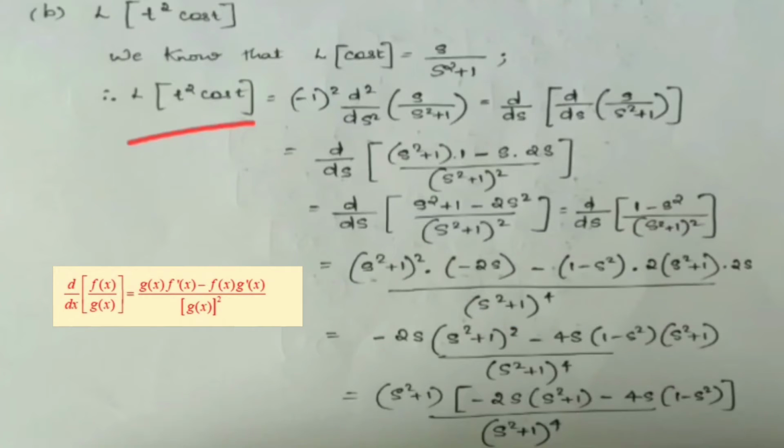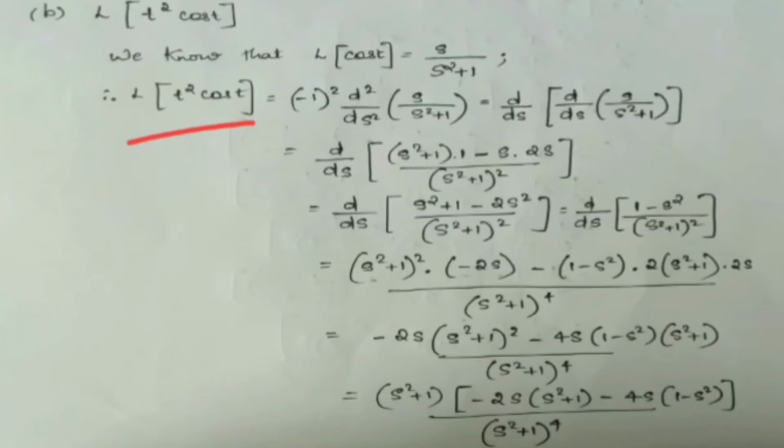Therefore, it becomes minus 2 into s square plus 1 the whole square minus 2 into 2s, which is 4s. So, minus 4s into 1 minus s square into s square plus 1, by s square plus 1 raised to 4. Now, we can take this as common outside. So, s square plus 1 into minus 2s into s square plus 1 minus 4s into 1 minus s square, by s square plus 1 raised to 4.